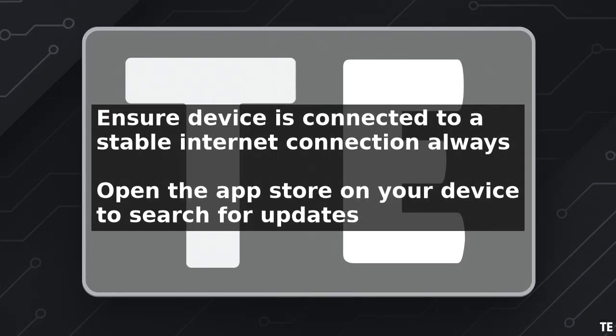To update your YouTube TV app, start by ensuring your device is connected to a stable internet connection. Open the App Store on your device, such as the Google Play Store on Android or the App Store on iOS. Next, search for the YouTube TV app in the search bar. If an update is available, you will see an update button next to the app icon.